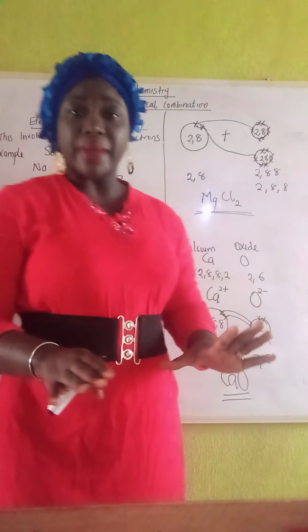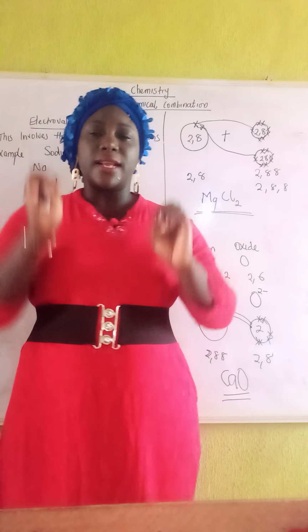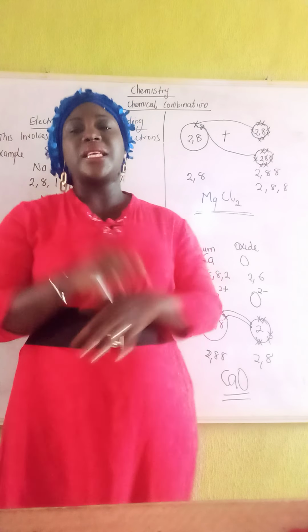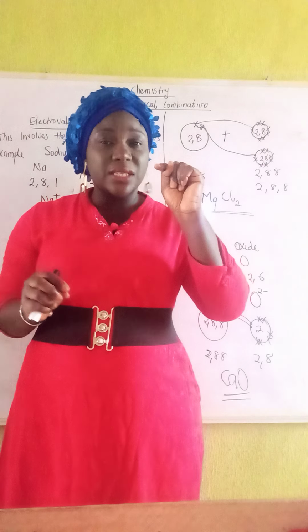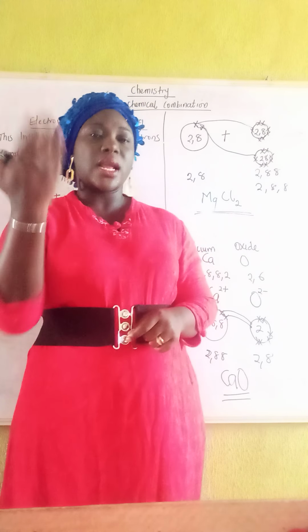Just have it at the back of your mind that electrovalent bonding is transfer. It's transferring electron. One will be accepting, the other will be what? Will be giving out. The one with a positive charge is the one giving out. The one with a negative charge is the one accepting.